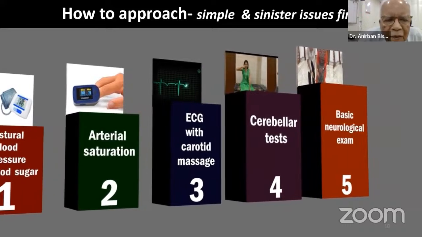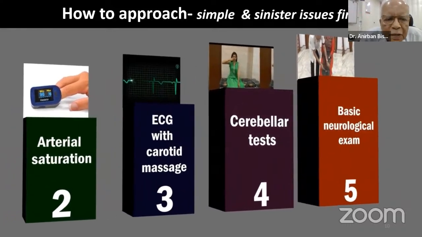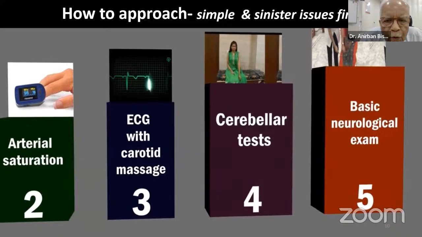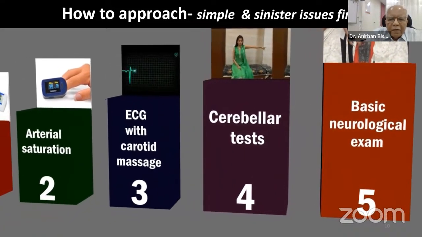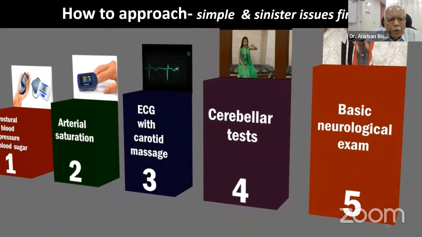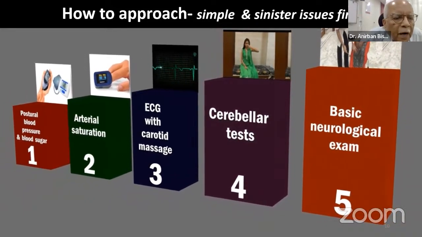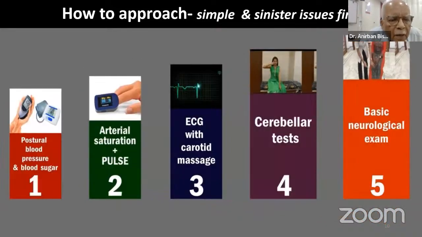Now, how to approach the patient? See, when the patient comes to you with acute vertigo, there are certain things that you need to do. The first thing to do is to test for postural blood pressure and blood sugar. Most physicians will have the BP instrument and the glucometer. It can be a hypoglycemia for which the patient has come with vertigo, or it can be postural hypotension. That means there has been an orthostatic hypotension, something like that. Check the arterial saturation and the pulse.